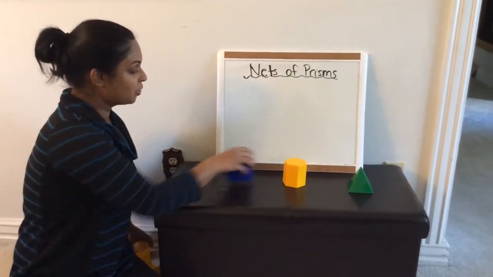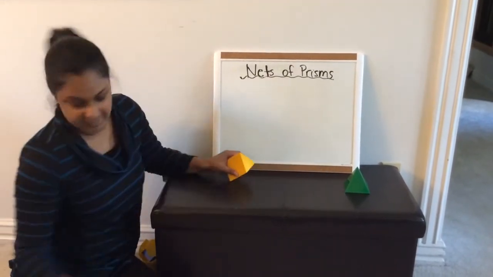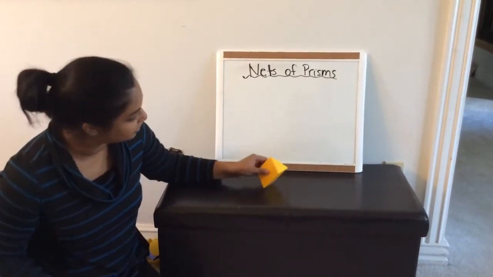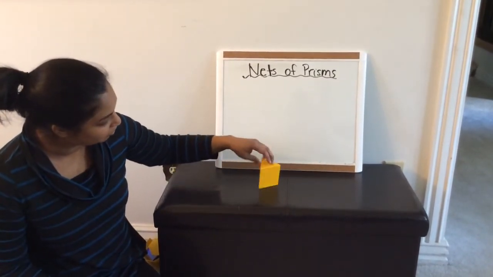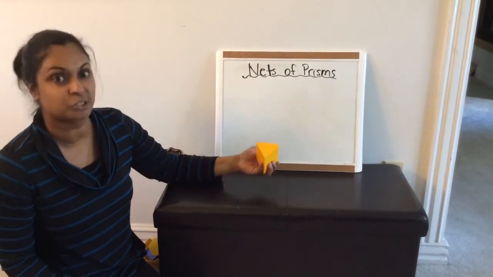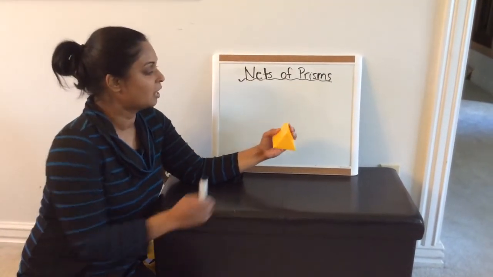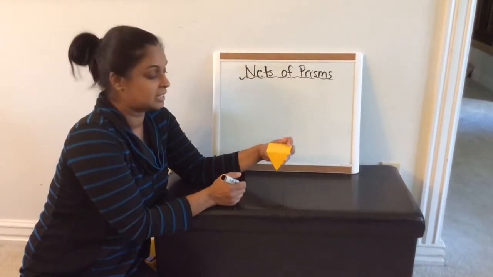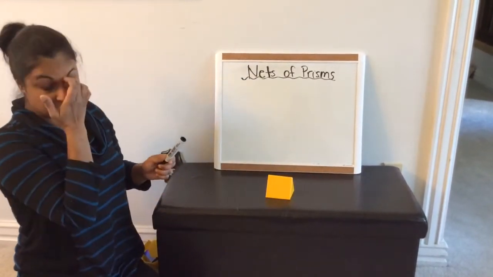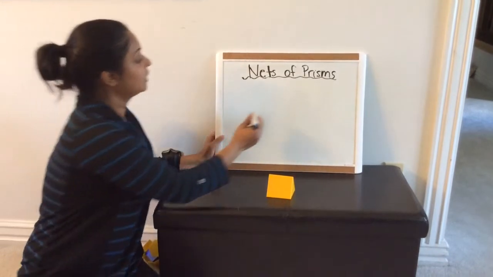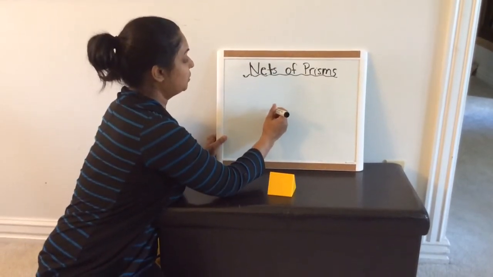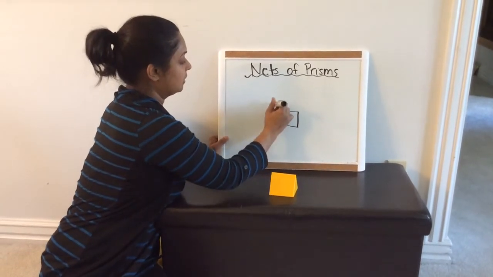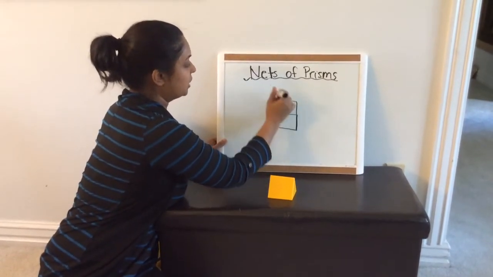All right, so I'm just going to take these down for a minute, and I'm going to work with this one here. Now, hopefully you will have recognized that this is the triangular prism. It has two triangles for the bases connected by rectangles. So if I was going to draw this net, what I would want to do is start with the rectangles. All right, and I want to make three.